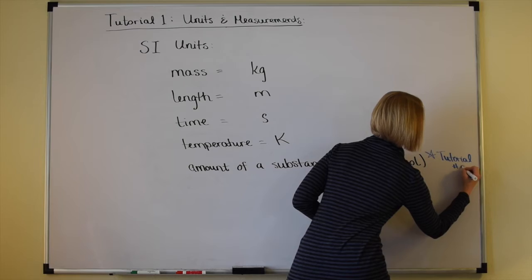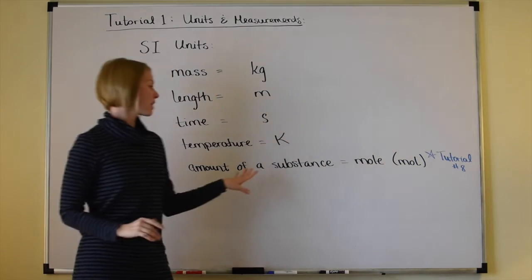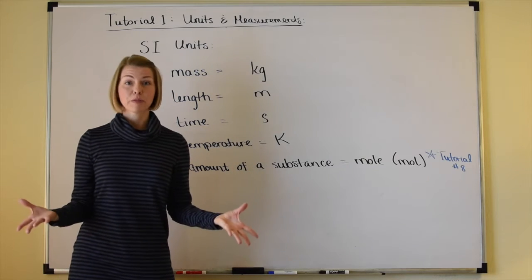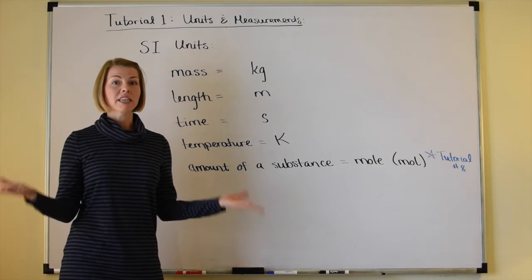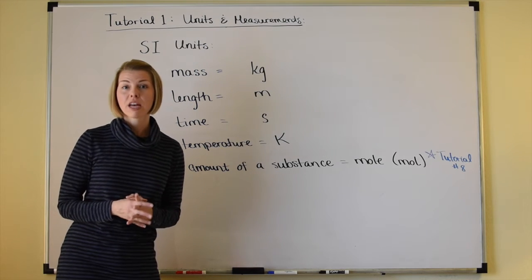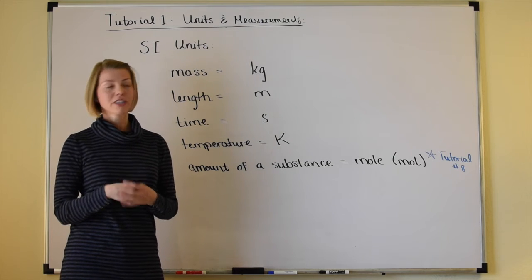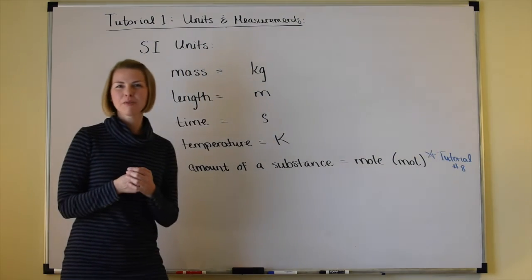We'll talk about moles in tutorial number 8. For now, all I'm going to say about the mole is that it represents a number, much like a dozen represents a number. A dozen represents the number 12. A mole represents the number 6.022 times 10 to the 23rd. An ugly number, not as pretty as the number 12, but that's the number that it represents.